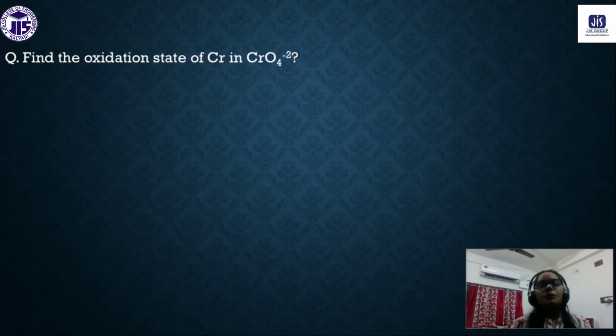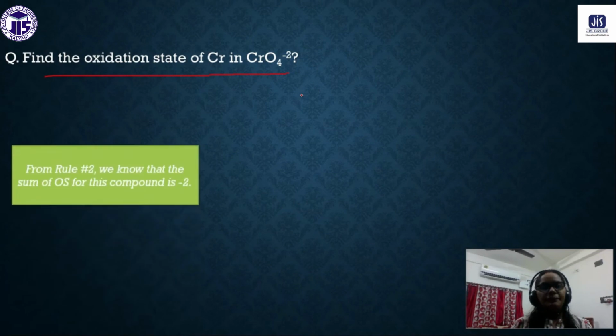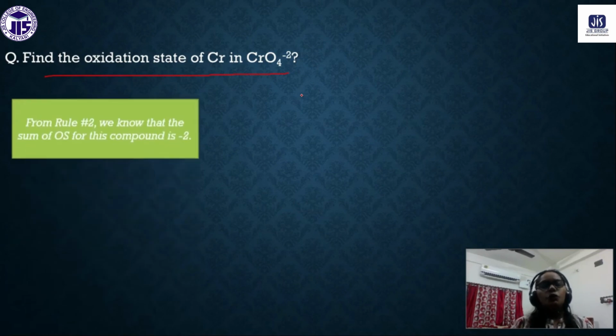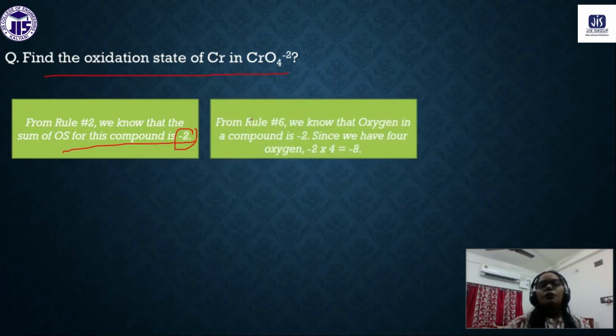Now we will see what the oxidation state will be. Find out the oxidation state of chromium in chromate, CrO4 2-. Okay. So from rule 2 we know that the sum of the oxidation states for this compound is -2. So from rule 6 we know that oxygen in a compound is -2. Since we have 4 oxygens, that means -2 multiplied by 4, which equals -8.